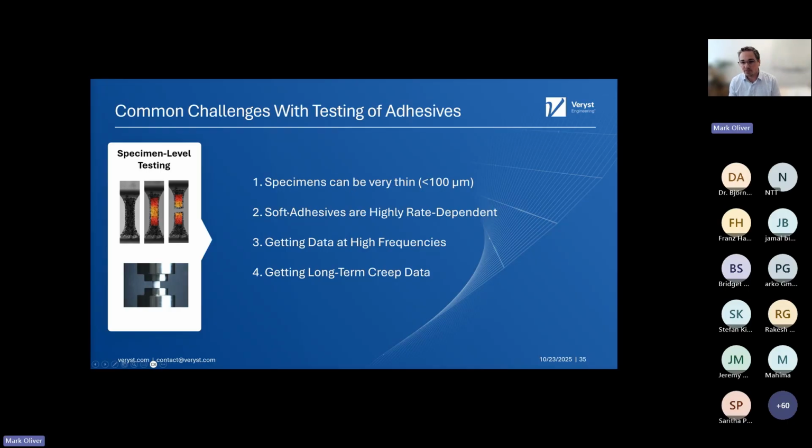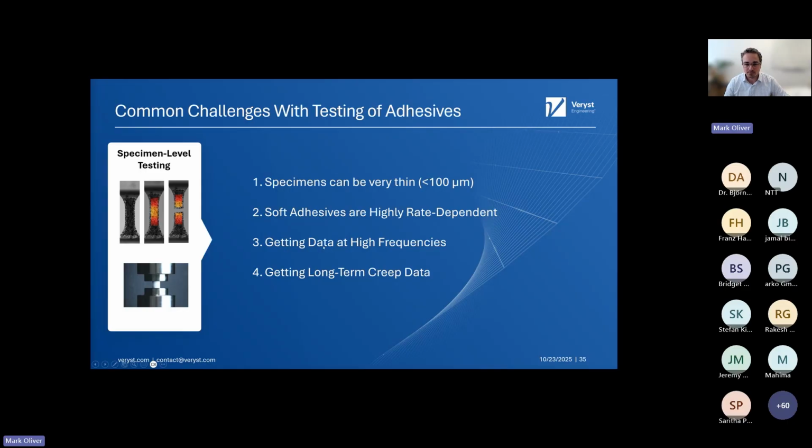Soft adhesives are highly rate dependent. So the cohesive zone modeling, usually we're doing that for structural adhesives. Think automotive adhesives that are generally highly cross-linked. They may have some rate sensitivity. But if you're working in the world of adhesives that are used more for energy absorption, right? So soft PSAs, foamed PSAs, etc. Those materials can be very rate dependent, and getting the high rate properties can be a challenge.